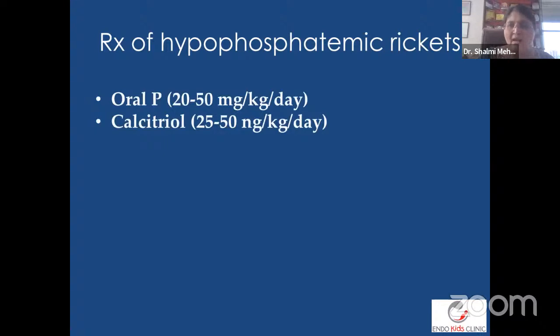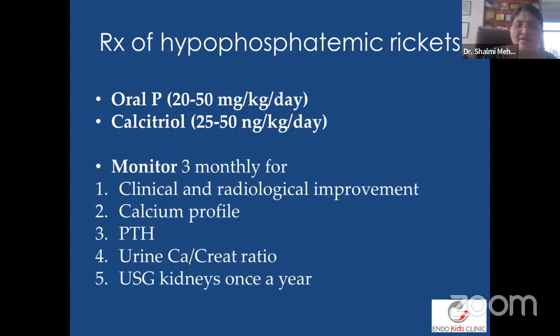Now, initially we had difficulty in making those dual solutions, but now we have got phosphorus sachets which are available. So we can easily mix that in the water and the child can just drink it. But remember, phosphorus needs to be given 4 to 5 times in a day along with calcitriol. So here we won't be giving the routine vitamin D. We need to give phosphorus plus calcitriol. And then a very strict monitoring has to be done to see how the child is doing, right?